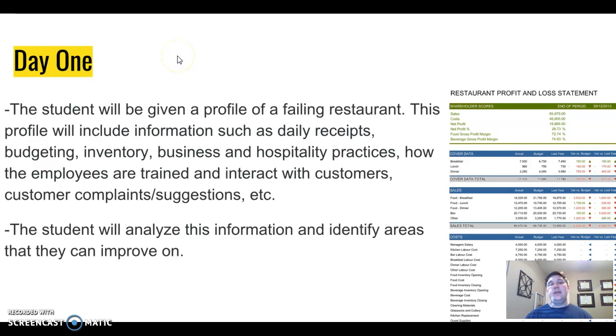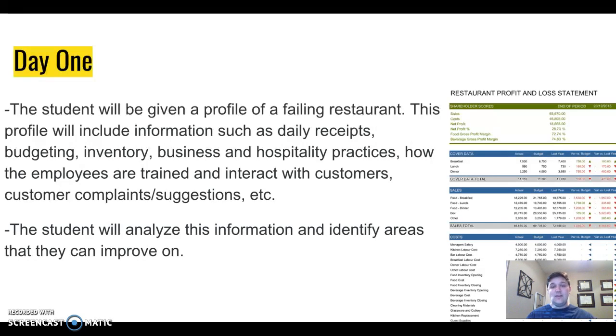So day one, they'll be given a profile of a failing restaurant. It'll include information such as daily receipts, budgeting, inventory, businesses, and hospitality practices. They'll get to see how the employees are trained, how they interact with customers. In this profile, they'll have quotes from those different employees and customers upon their experience of it, very similar to what Marcus does on The Profit as he goes around and interviews.